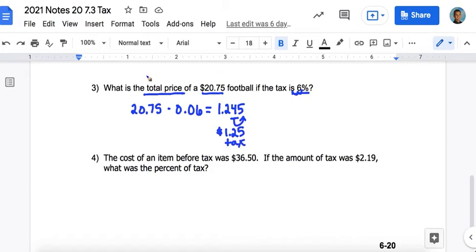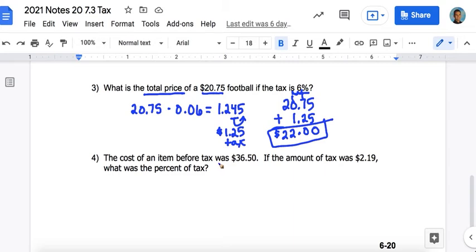So I have $1.25 in tax. I want to know the total price. So we're going to take $20.75 plus $1.25. So we're going to 5 plus 5 is 10, carry the 1. 1 plus 7 is 8, plus 2 is 10, carry the 1. Bring down your decimal. 1 plus 1 is 2, and 2 plus nothing is $22. So we have $22 for the total price, and we are finished with that question.